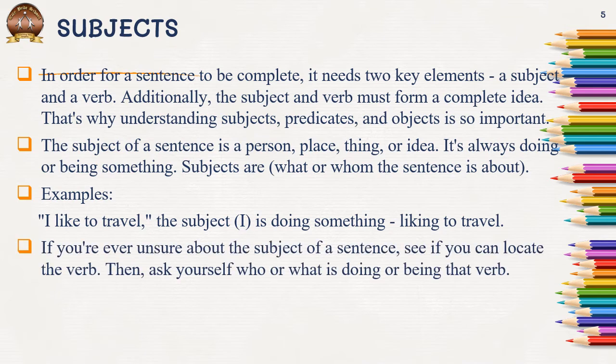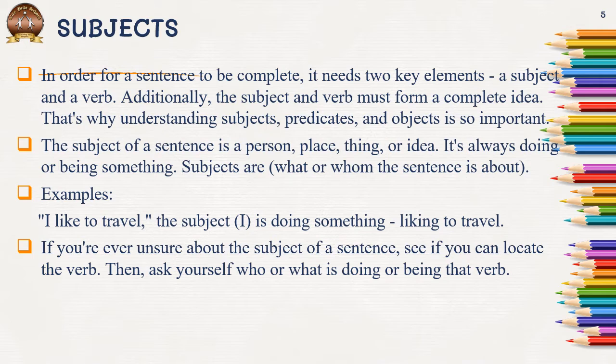If you are ever unsure about the subject of a sentence, see if you can locate the verb. Then ask yourself who or what is doing or being that verb. Remember, not always doing, but being that verb. Like when I say she's intelligent, she is being intelligent in the present. Maybe next day she will do something stupid, so you will not call her intelligent. That is why the state of being is in the present tense.